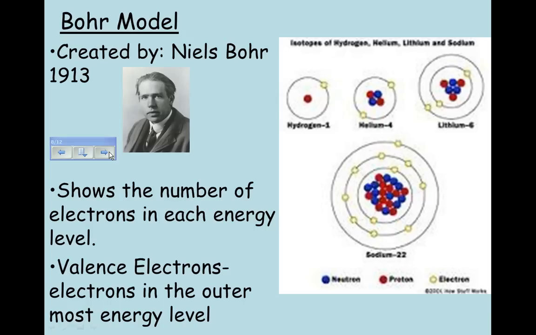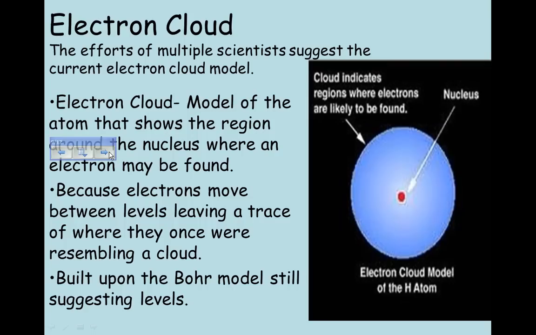All right, the electron cloud. Notice it doesn't have Schrodinger's name on here. And it didn't have his name in the textbook either, because the efforts of multiple scientists suggest the current electron cloud model. It shows the region around the nucleus where an electron may be found. And because electrons move between levels, leaving a trace of where they once were, it resembles a cloud. It's built upon the Bohr model, still suggesting levels. Right, and so the next thing we need to do is record the key, the element key in our notebooks.